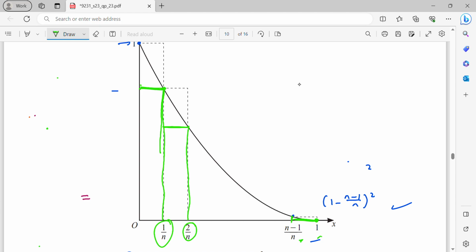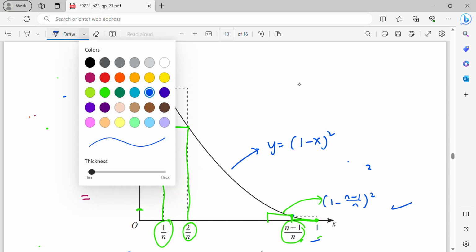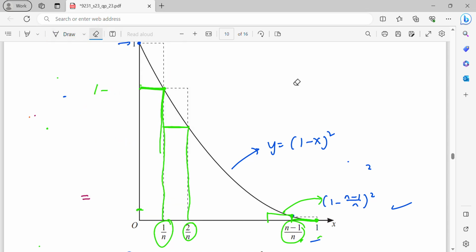Then my previous rectangle will be based on this value. So the height here becomes this height. Okay, so for the first rectangle, the height is going to be 1 minus, because your curve is y equals 1 minus x squared. So now becomes 1 minus, my x is 1 over N.